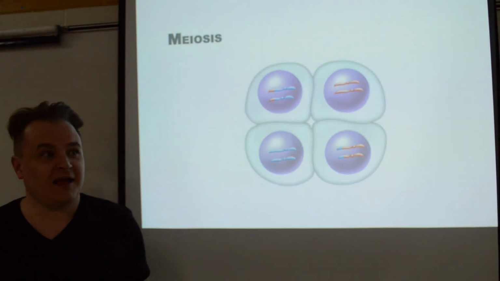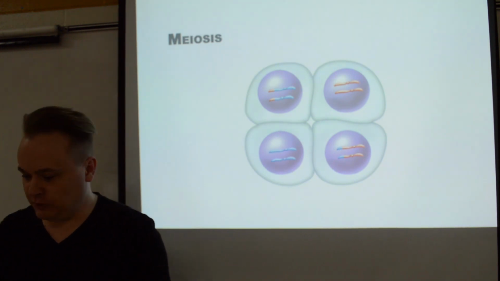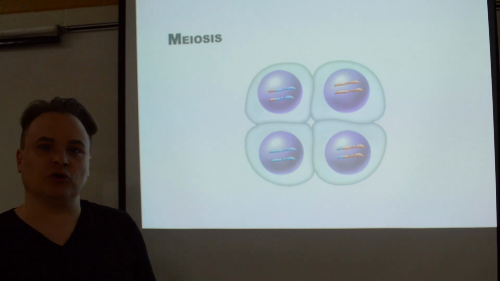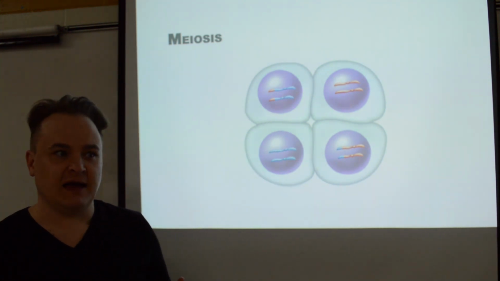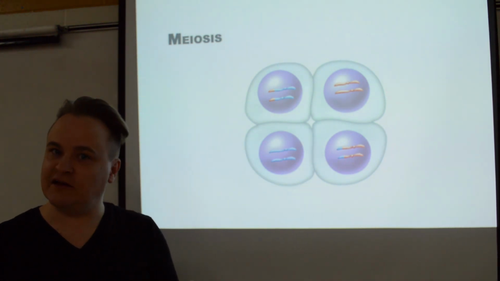Hello again. Today we are going to be talking about something a little bit complicated. This will probably be the hardest thing you'll learn in this unit. This is the process of meiosis, how we make sperm and egg cells, known as sex cells.